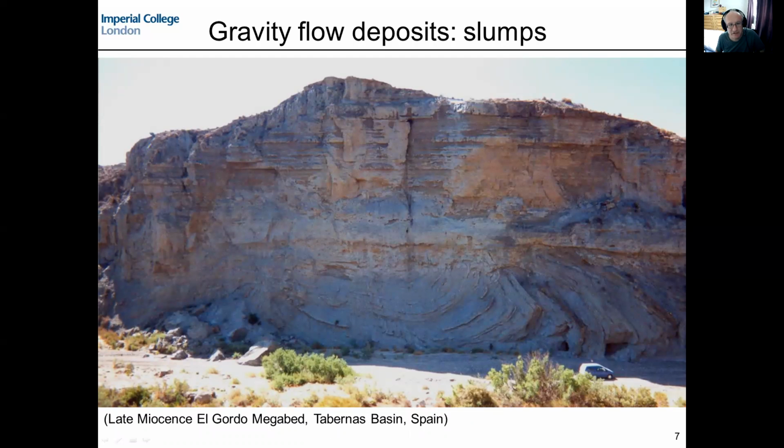Here's an example of a slump. There's a person there for scale and a car there for scale. The lower half of this cliff face is about 15 meters in height, and you can see the beds are folded over. And that tells us ductile deformation in a slump.